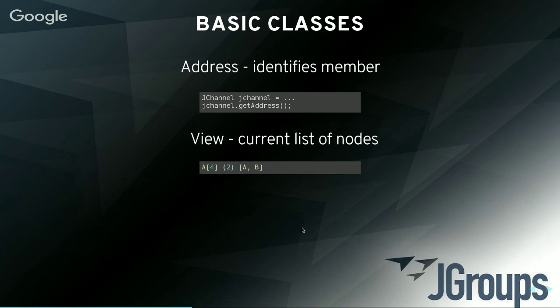You have also View. View is the current list of the nodes, and views are numbered. So let's try to digest what's inside this view. So a node is a coordinator.